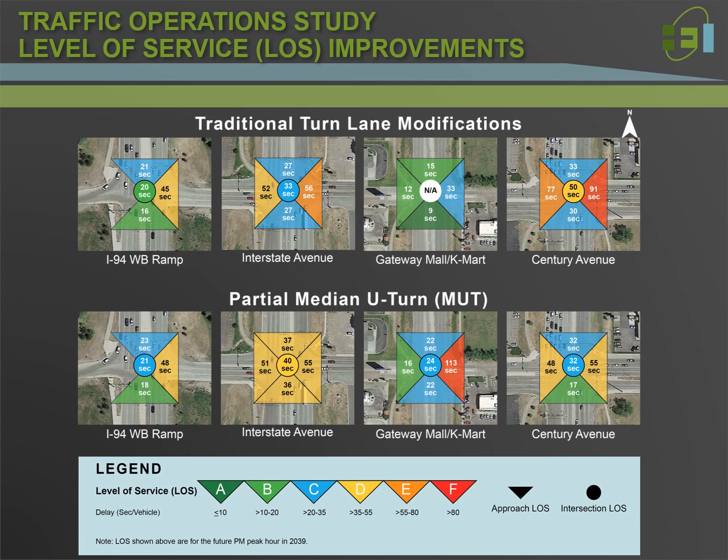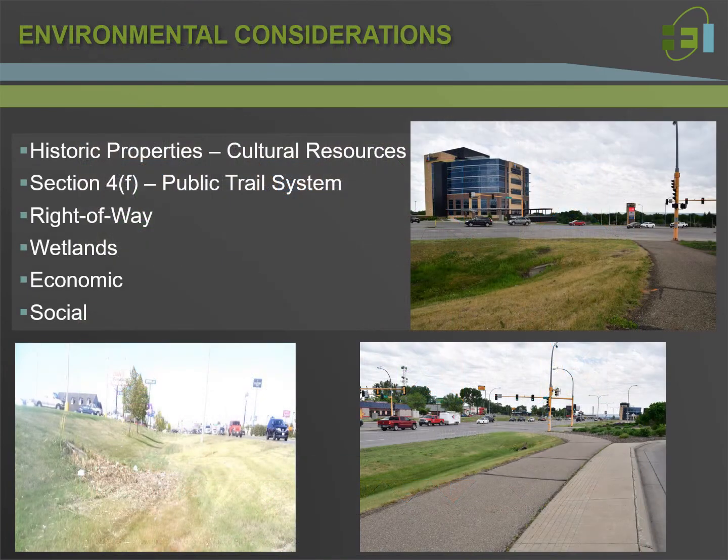This slide depicts the level of service for each of the alternatives from the Interstate 94 westbound ramp intersection to the Calgary Avenue intersection. The images in the upper row note the future level of service for the traditional turn lane modifications alternative. Images in the lower row note the future level of service for the partial median U-turn alternative. Based on the traffic analysis, the proposed median U-turn location provides a considerable improvement in the approach and intersection delay at Century Avenue.